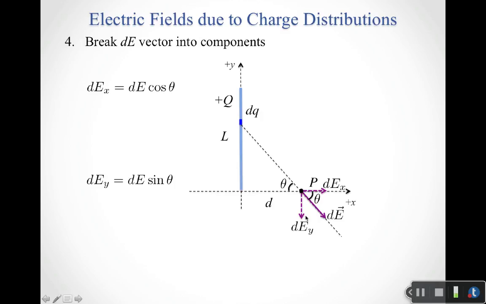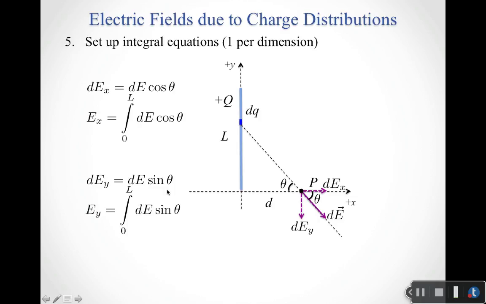There's going to be an x component of that contribution and a y component of the electric field contribution. Given my choice of angle theta, the x component is going to get the cosine of theta, and the y component is going to get the sine of theta. So the two components I care about, for this contribution dE from my little charge element, are dE cosine theta for the x component and dE sine theta for the y.